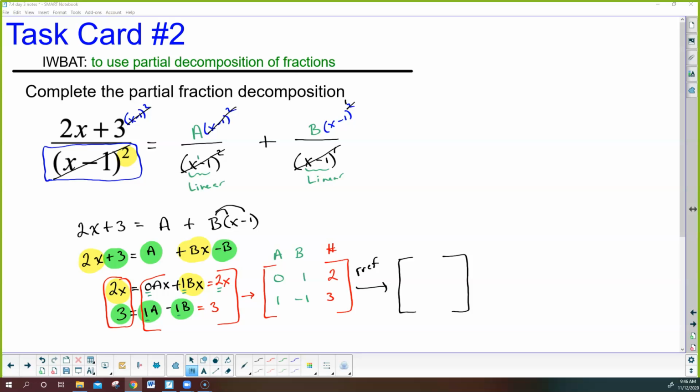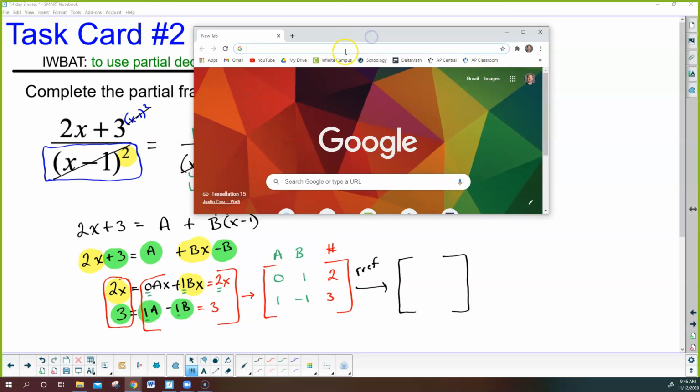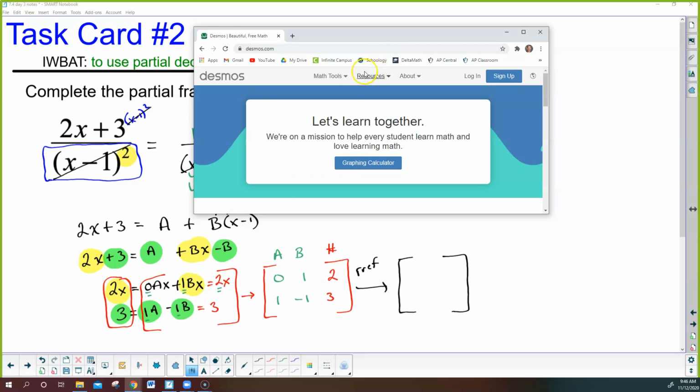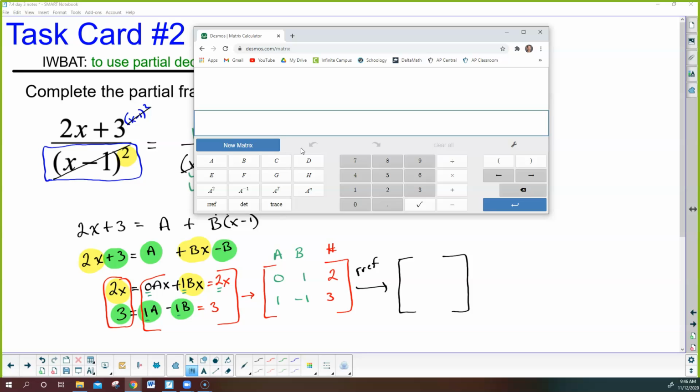So I'm going to pull up Desmos here. You just do desmos.com, math tools, graphing or matrix calculator, and then I want the new matrix, and it has 2 rows and 3 columns.